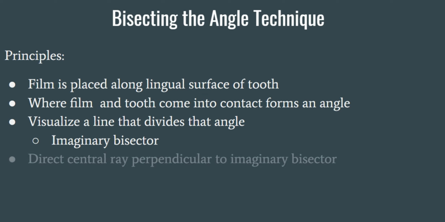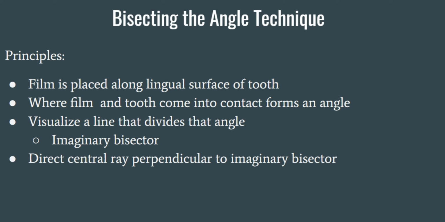The next step is to direct the central ray perpendicular to the imaginary bisector. So you are sending this central ray at a 90-degree angle, creating a 90-degree angle between the imaginary bisector and the central ray. When you have done that, you have bisected the angle.